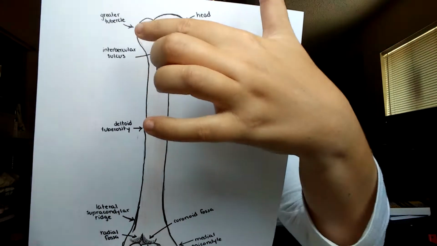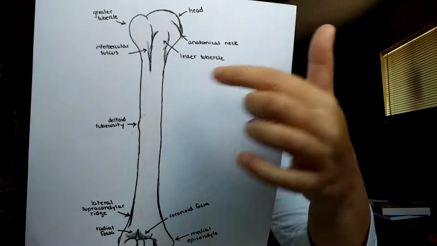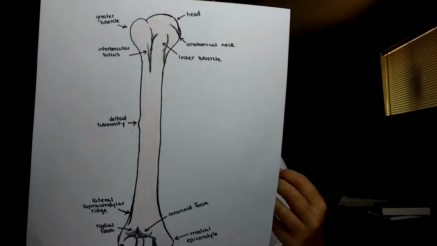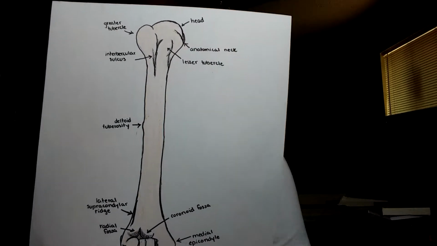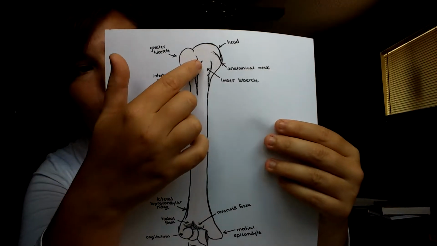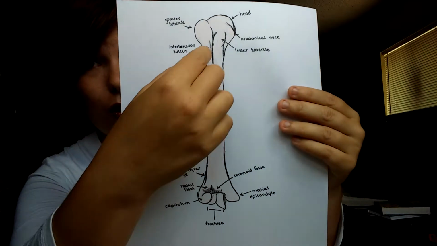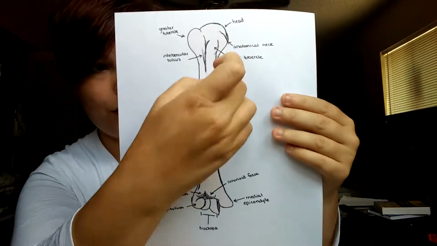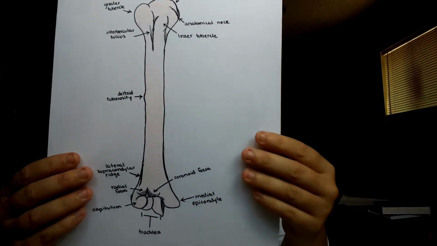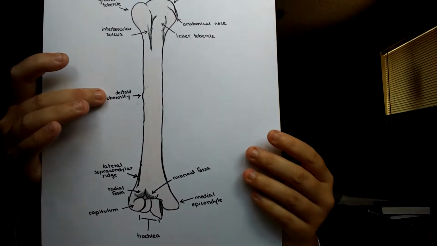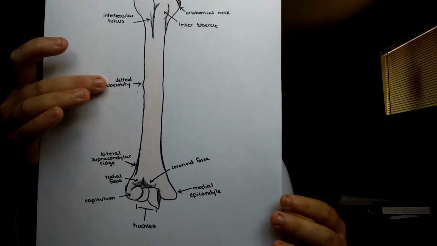Next is the intertubercular sulcus, which provides passage for a tendon of the biceps brachii muscle. It's a little groove right in between the greater tubercle and the lesser tubercle, and it holds that bicep tendon as it goes down your arm. Next, you have your deltoid tuberosity, which is the attachment site for the deltoid muscle.